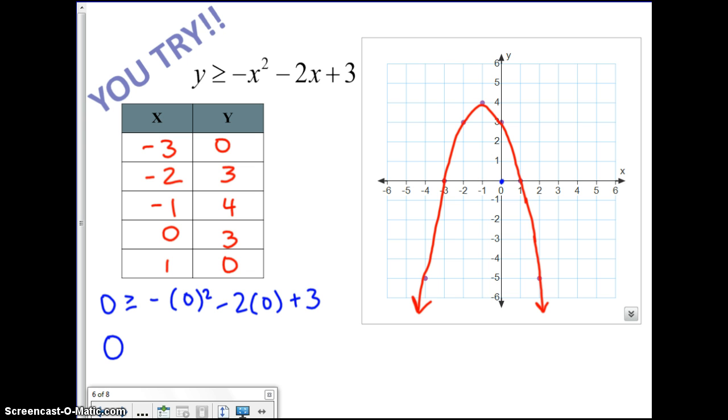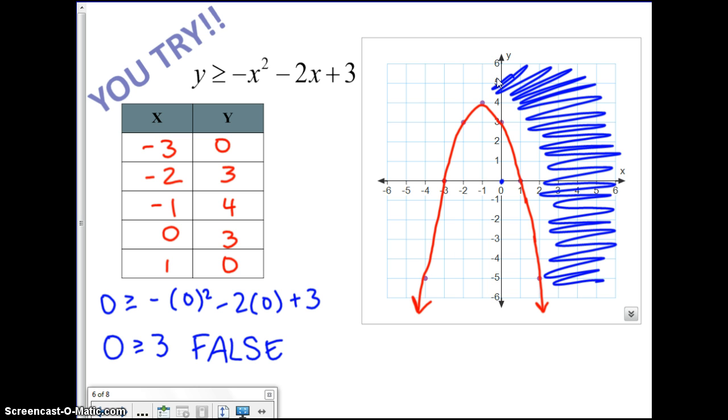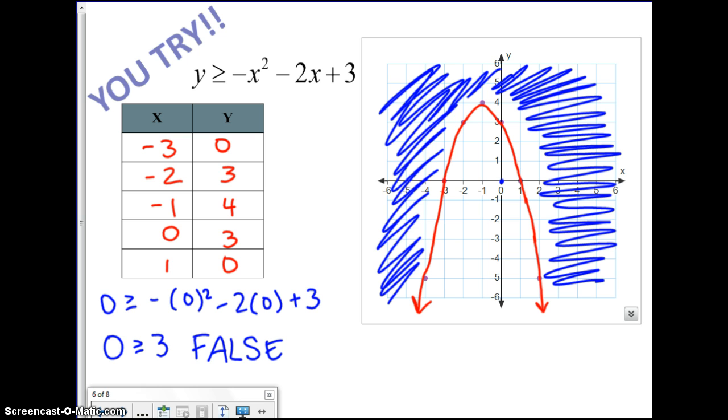So when I solve this, I get 0 is greater than or equal to 3. Now notice this is a false statement. So I shade where the point 0, 0 is not. So since 0, 0 is inside, I'm going to shade outside of that because the inside is a not true statement. It's a false statement. So the answer to this solution is the parabola and the area shaded outside of the parabola.